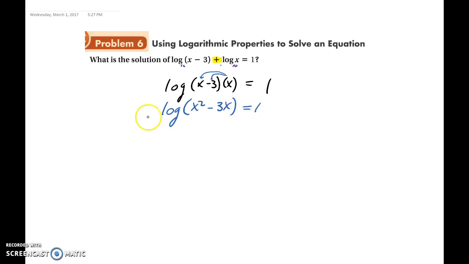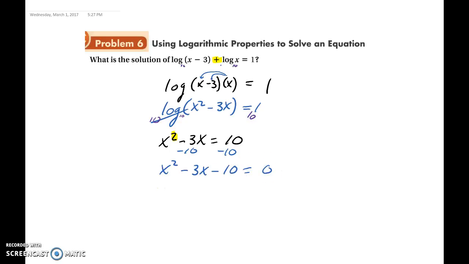Now to solve this, we find our base, which is 10. That's the base we need to use for our exponents. This undoes the log, and now we're left with x squared minus 3x is equal to 10 to the first power, or 10. Now, we have a quadratic equation, so we need to set it equal to 0. We subtract 10 from both sides, so x squared minus 3x minus 10 is equal to 0.